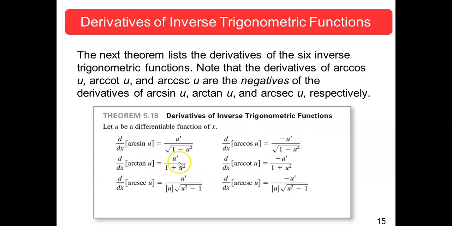Arctangent is u prime over 1 plus u squared. And then arccotangent is the same thing, but also with a minus sign. And then you have arcsecant, which is u prime over the absolute value of u times the square root of u squared minus 1. So you can see these sort of flip, and then this is added in there. And then our arccosecant is the same thing, but it's the negative of it.